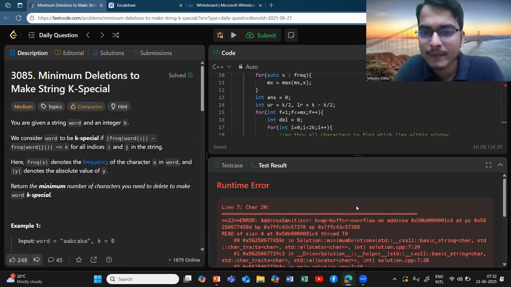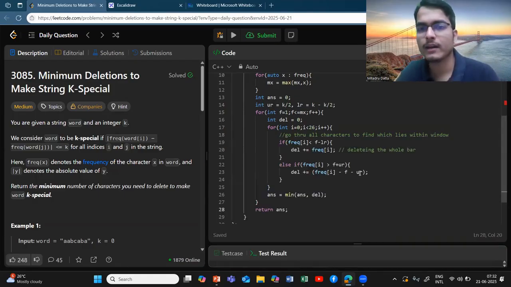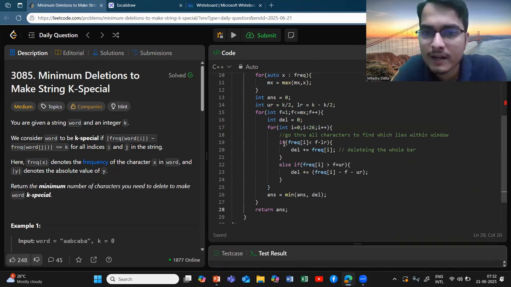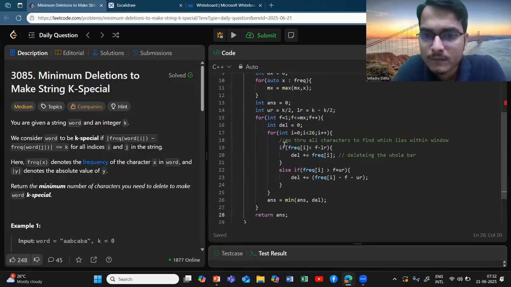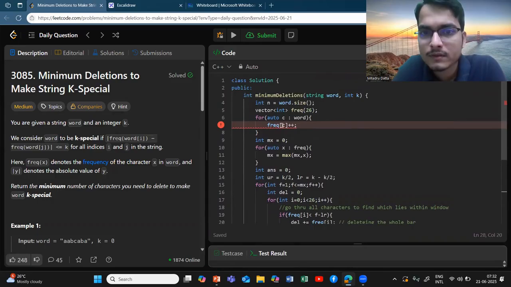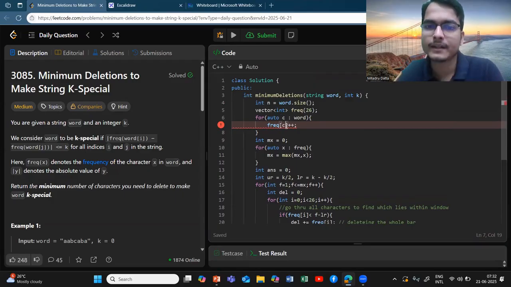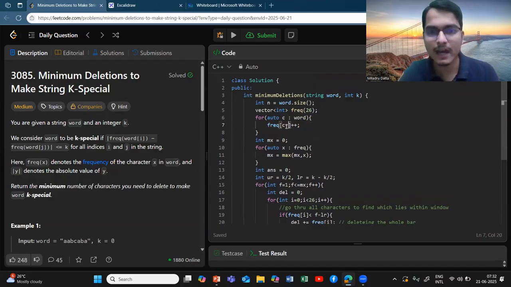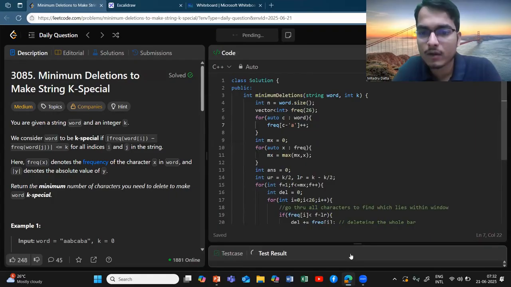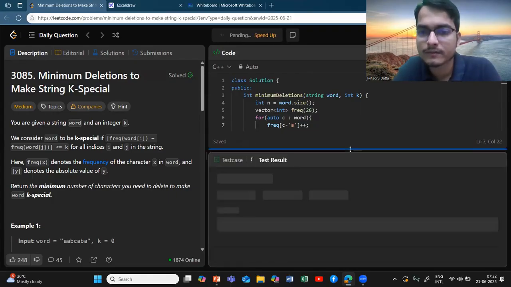Okay, so I am getting a runtime error. So let's try to check where is my fault here. So this frequency of C you need to add, and this is nothing but character, right? I am storing this as integers, right? But these are characters, so I'll just store them in this way. Okay. Let's try to check now. What happens here.